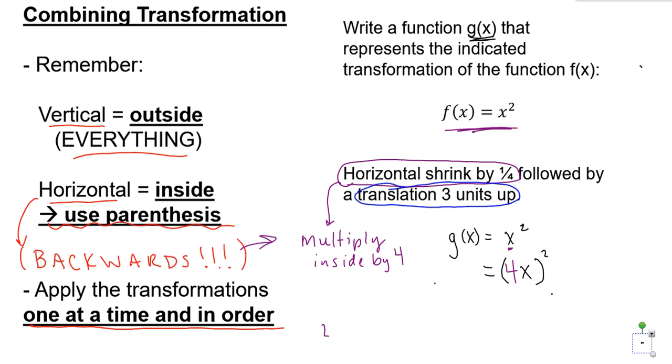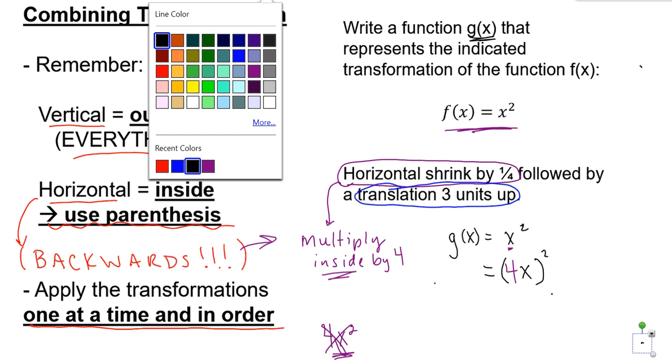Here would be the difference. The parentheses tell me that that 4 is multiplying inside on the x, and then after that, the whole thing is squared. This one down here says, okay, you're going to square the x and then multiply by 4, which is not a horizontal shrink. Multiplying inside means you're going to add parentheses on that one. All right, let's do this other one.